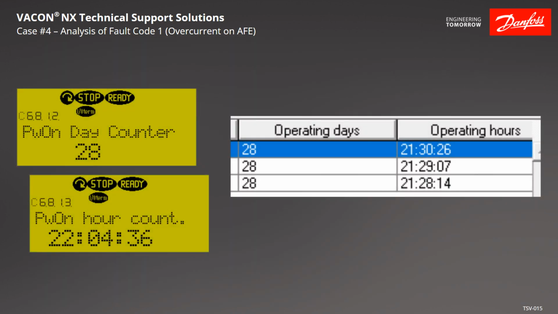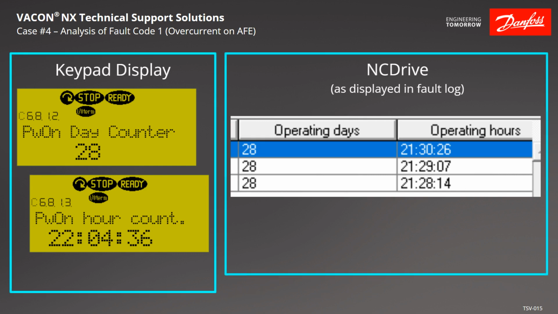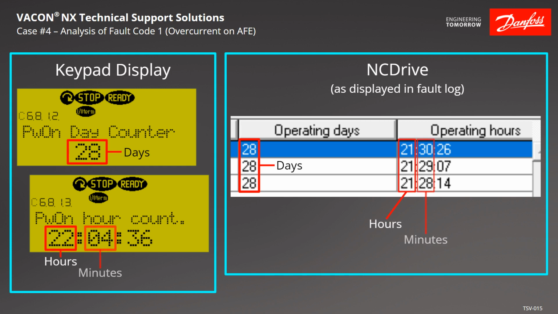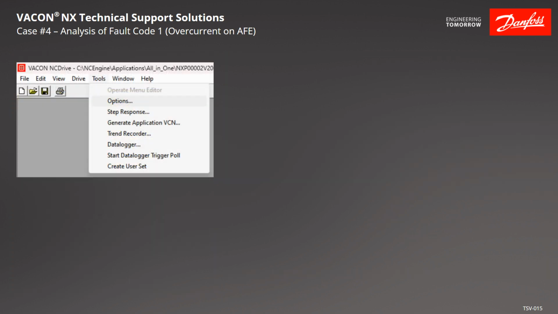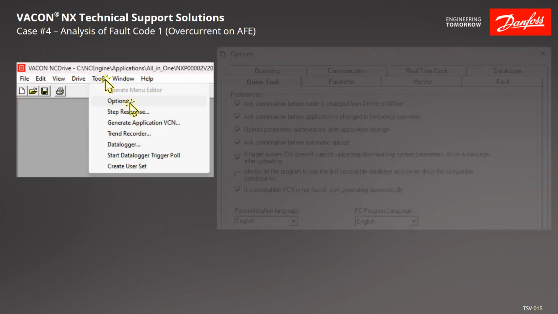NX series drives record the actual amount of time that the drive has been powered on. This can be shown from the keypad or in NCDrive as days, hours, minutes, and seconds. In addition to being able to record the total operating time, NCDrive allows a real-time clock to be set. This real-time clock will be set to the drive based upon the currently set time in the PC that the drive is connected to. To check or set the real-time clock in NCDrive, go to Tools, Options, Real-Time Clock.